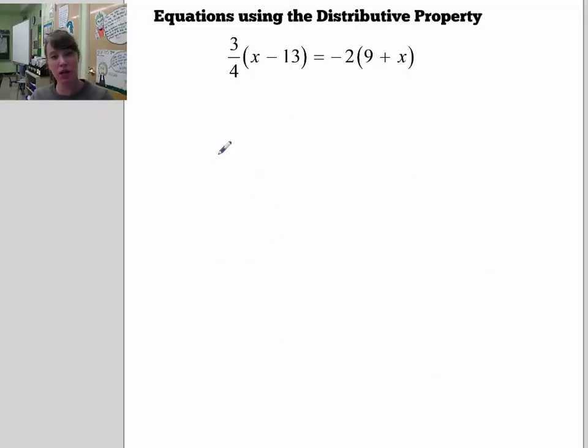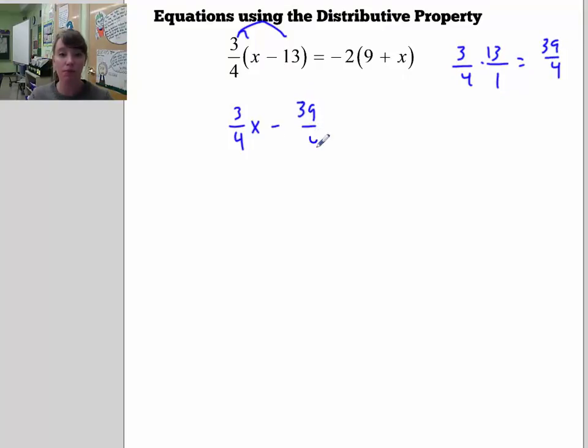Okay, here's another one that has a fraction that I need to distribute through. Not a big deal. We know how to multiply fractions. 3/4 times x is just 3/4 x. Minus, okay, so we have 3/4 times 13, and I'll put 13 over 1. That's going to be 39/4. Okay? And that's going to be equal to, okay, so this equation has two sides that use the distributive property. Should be negative 18 plus negative 2x.